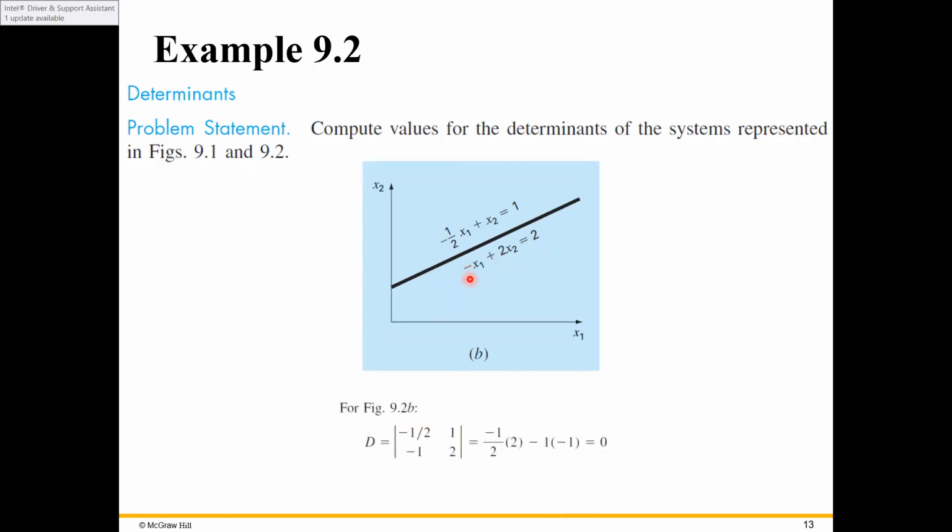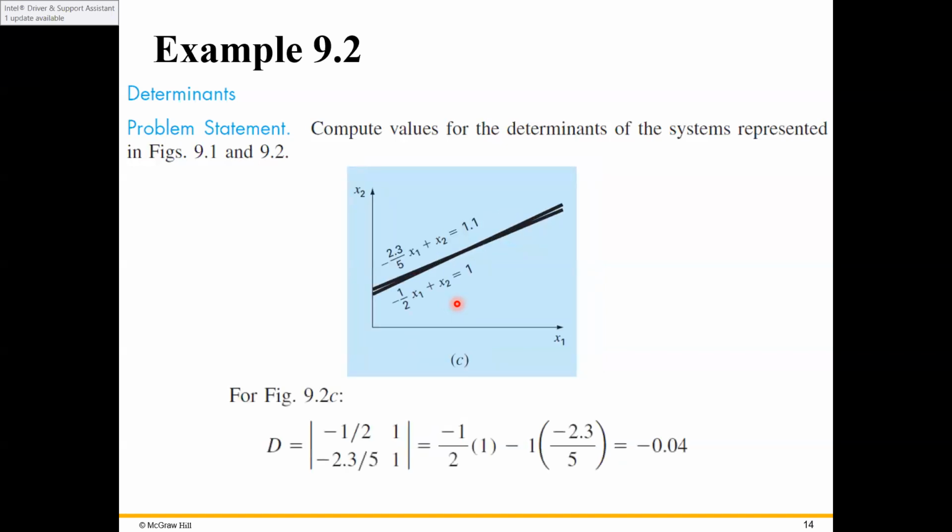In this case, you can also see that their determinant is 0. In the case of a zero determinant, there are either no solutions or an infinite number of solutions.